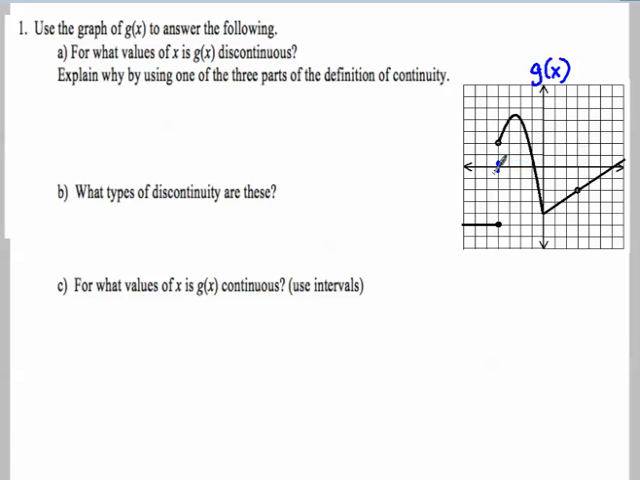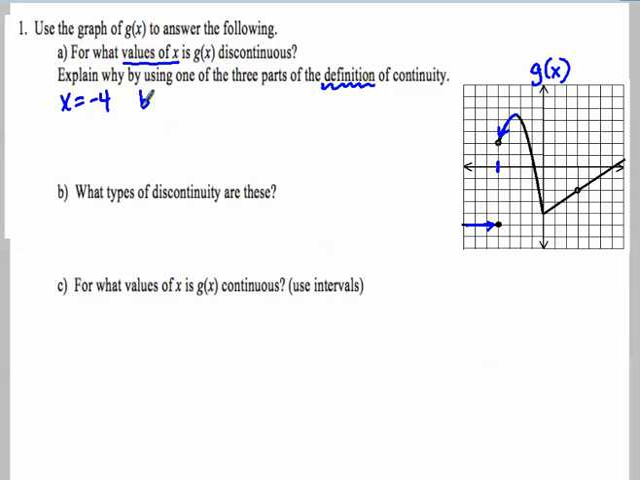1, 2, 3, 4, so negative 4. We're going to write x equals -4. That's the value of x. That's what they asked for, the value of x. And it says explain why by using one of the three parts of the definition of continuity. Again, really important to memorize that definition. The part that we're talking about is that since there's a jump, the limit from the left doesn't equal the limit from the right. From the left, from the right, those are different. Therefore, the limit doesn't exist.